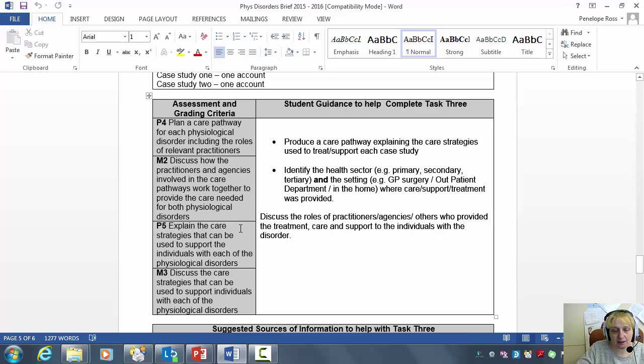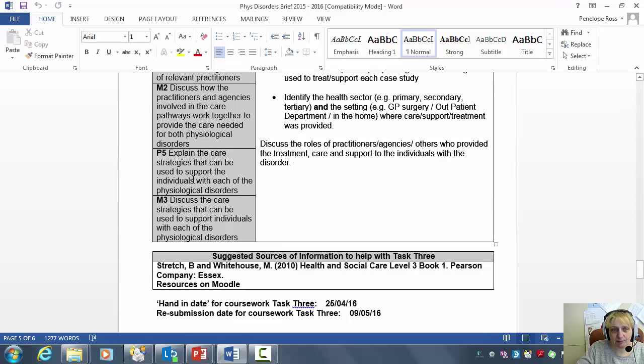And for the P5 and the M3, you've been looking at the care strategies that can be used to support both individuals for both of the physiological disorders. So you've been looking at things like medication, surgery in some cases, complementary therapies perhaps, occupational therapies, physiotherapies, all of these things, all of the care strategies that are actually used for both of your case studies.